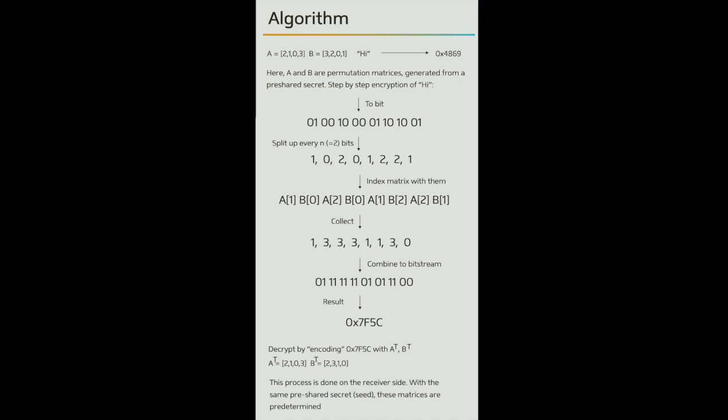To decrypt this, we just need to repeat every step. So to say, encode this word again, but this time we'll use the transposes of A and B, which in this case happen to also be the inverses of A and B. In the end, you'll end up with 4869, which is the word hi from the beginning.